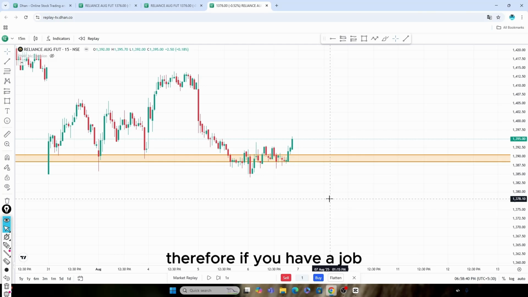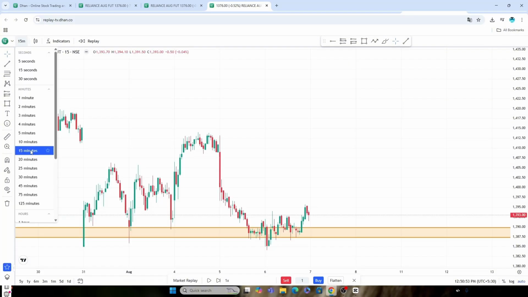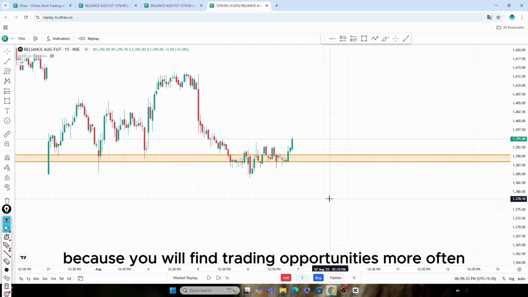Therefore, if you have a job and you can't be on the charts all the time, you can use the daily time frames. Or if you're day trading like me, you can use 15 minutes and the 1 hour to draw your zones. I personally like using 15 minutes and 1 hour because you will find trading opportunities more often.